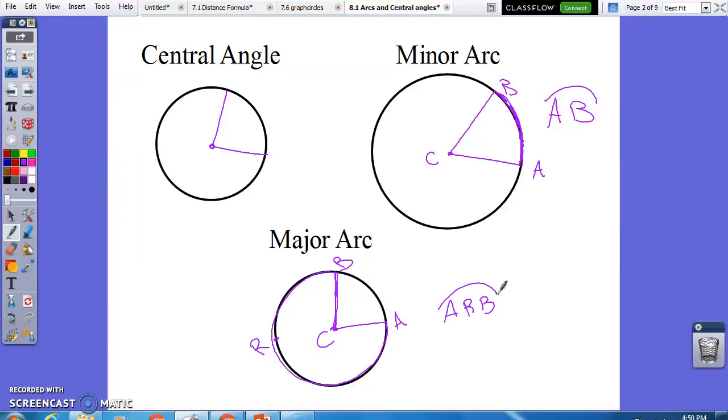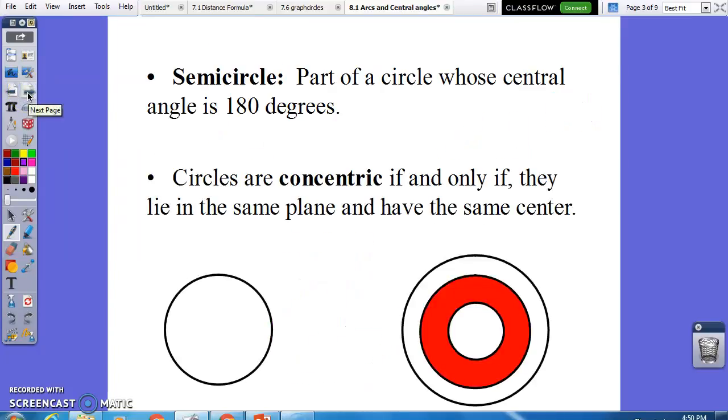So we have a major arc and a minor arc. A minor arc is named with two letters, and a major arc would be named with three letters. Now, the semicircle is if it is exactly 180 degrees. And generally, we would use three letters to name that, so we know which way to go. And it's going to be equal to 180 degrees.